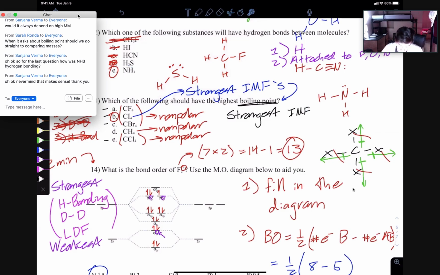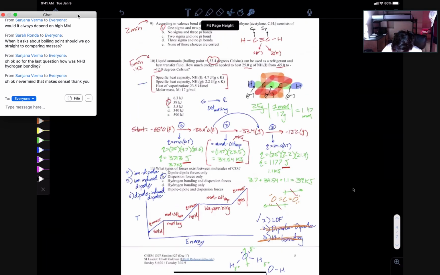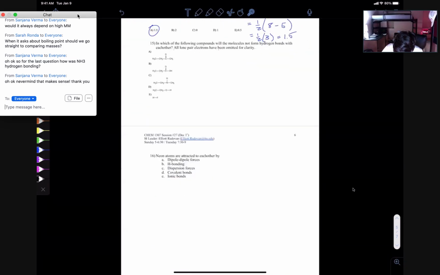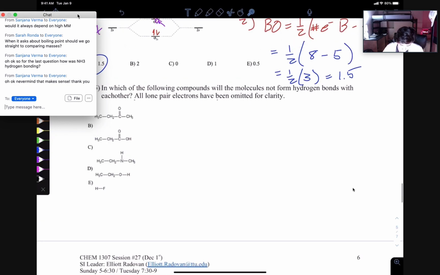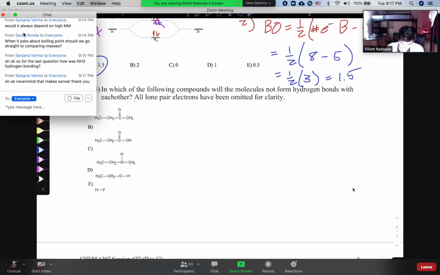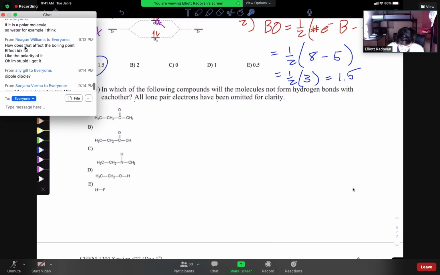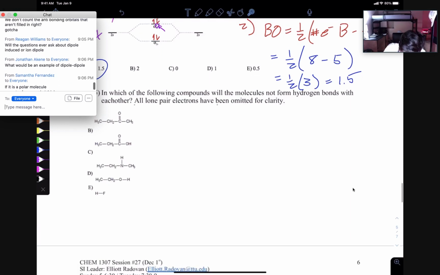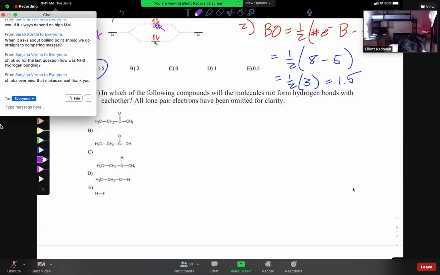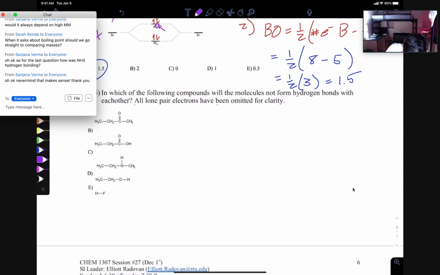Perfect. Okay. So just let me make sure there were no questions I skipped. Okay. So we got two more. This says, in which of the following compounds will the molecules not form hydrogen bonds with each other? Okay, so let's look at A. This one is not going to have hydrogen bonds, actually. That made it easy. But let's go ahead and look at B.